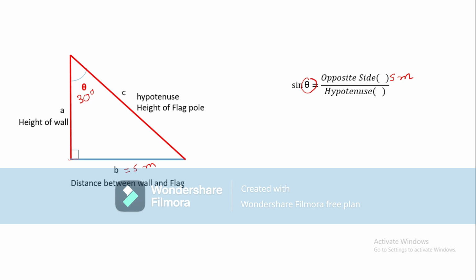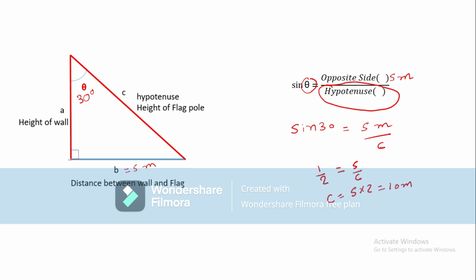So what do we need to find? The height of the pole, which in sine theta terms is the hypotenuse. First step, we plug in the value of theta as 30, the opposite side value as 5 meters, and the hypotenuse as C. The value of sine 30 is 1/2. We will discuss how we derive the value of sine 30 as 1/2 in the next video. So 1/2 equals 5 divided by C, so C is equal to 5 multiplied by 2, which is equal to 10 meters. So the hypotenuse is 10 meters.